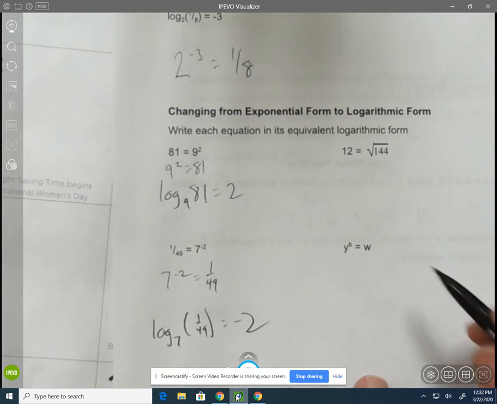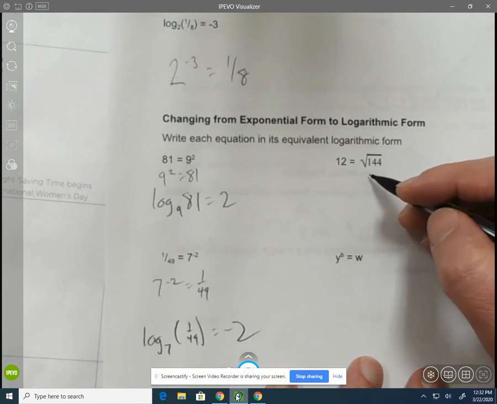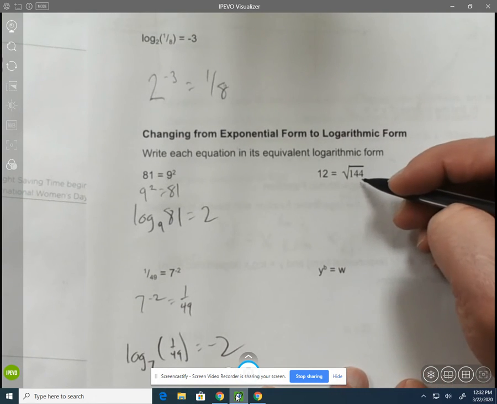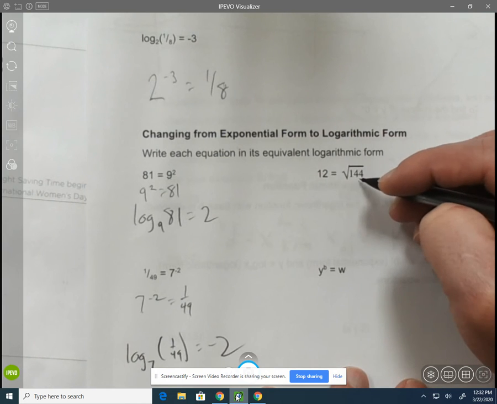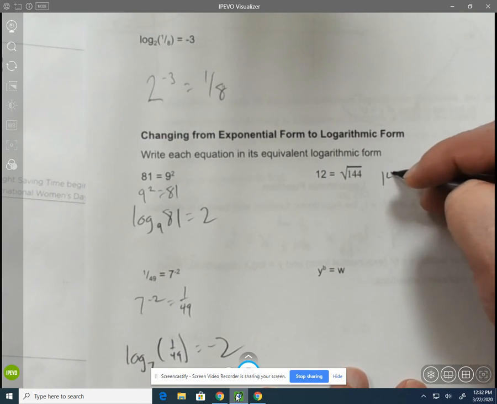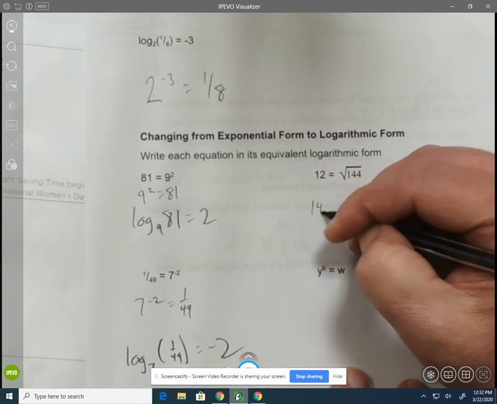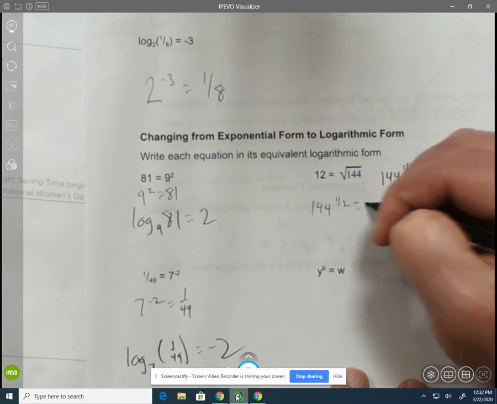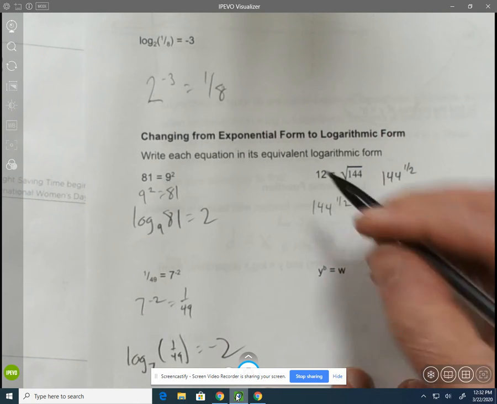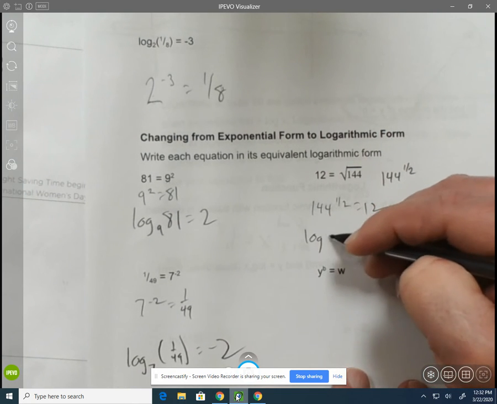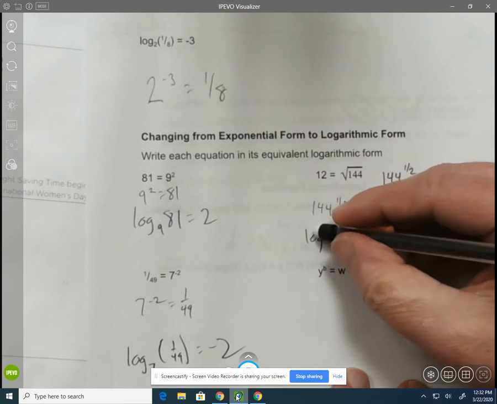Now this one is a little bit different because you say, wait a minute, where's the exponent? Well, I can write the square root of 144 as 144 to the 1/2 power. So I can write this as 144 to the 1/2 power equals 12. So again, there's my base. So log base 144.